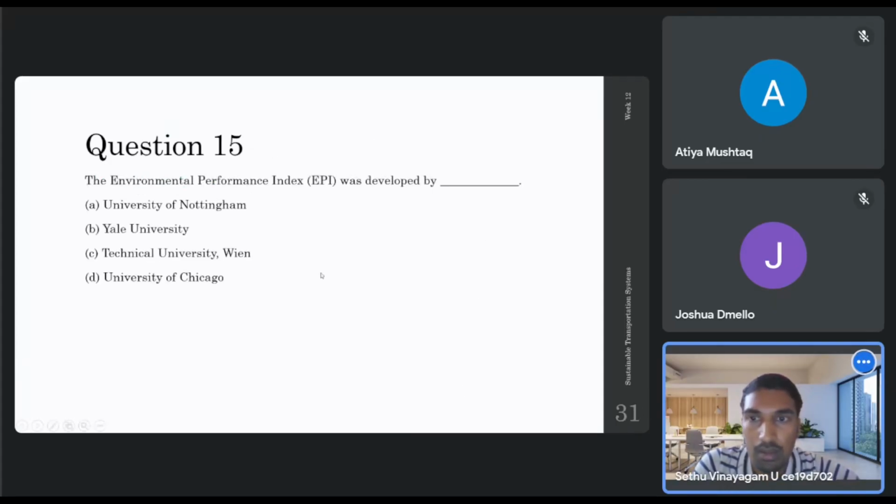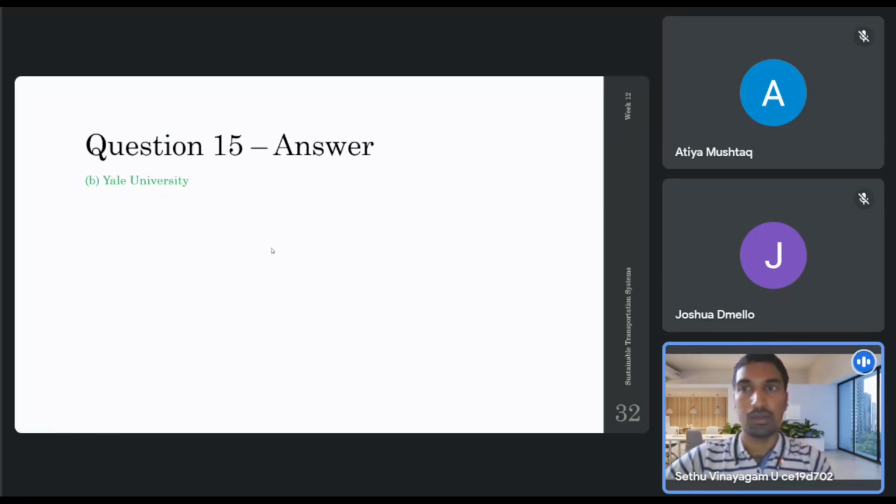So Technical University Vienna, that is in Austria. So that's associated with STAN. The STAN tool was developed by the Technical University in Vienna, whereas the EPI is from Yale University. So these are the two institutes that you need to remember. Yale is for EPI and Vienna is for STAN too. Okay, so here we are talking about EPI, so it was developed by Yale University.